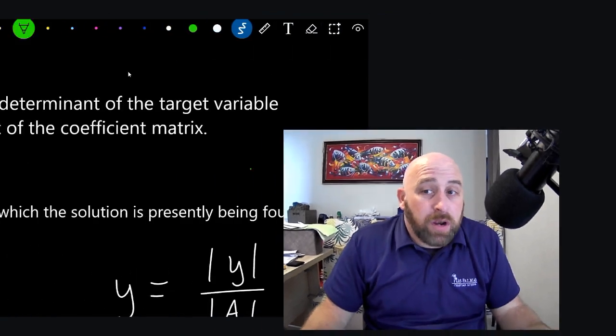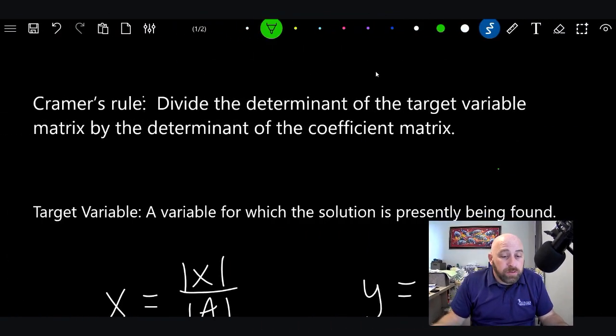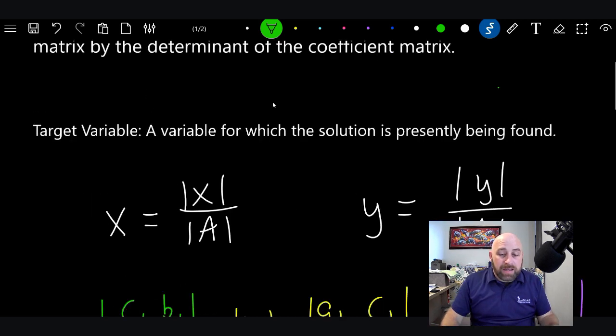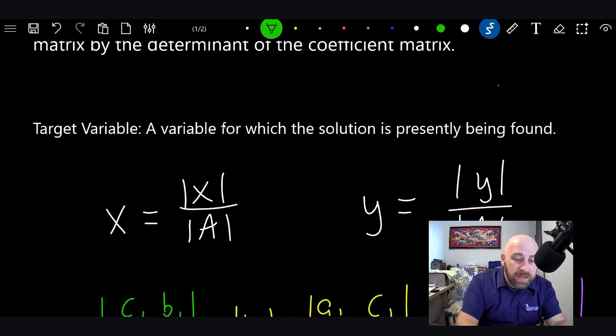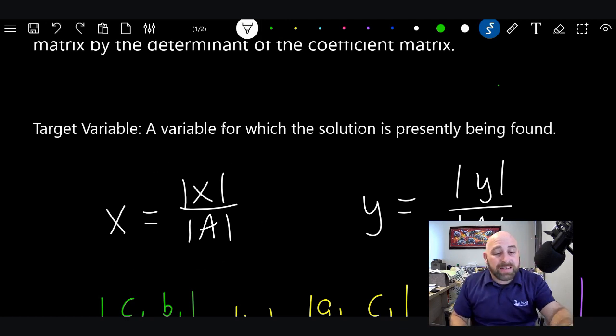Number one, let's look at the definition of Cramer's rule. What is Cramer's rule? This will help us to understand what to do. Divide the determinant of the target variable by the determinant of the coefficient. Okay, so what does that mean? What is the target variable? Well, for example, the target of x is x.